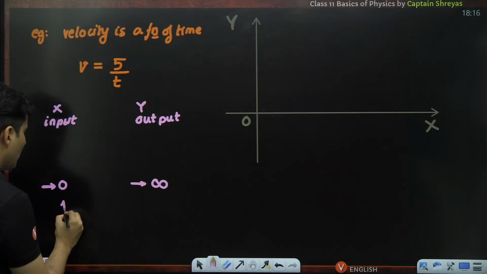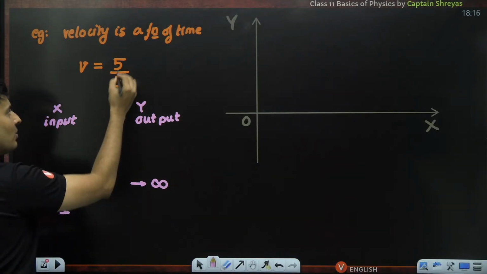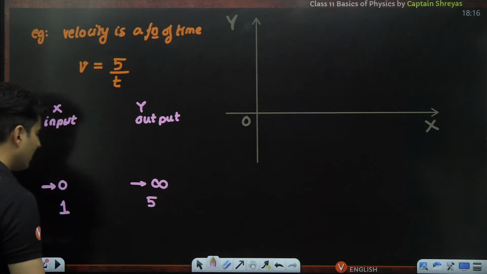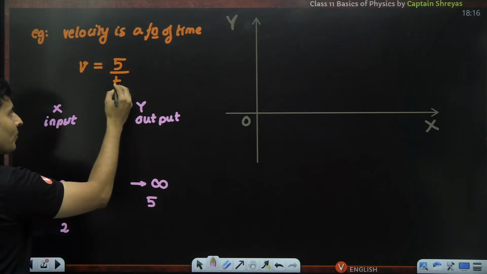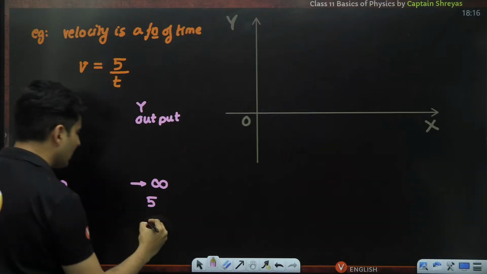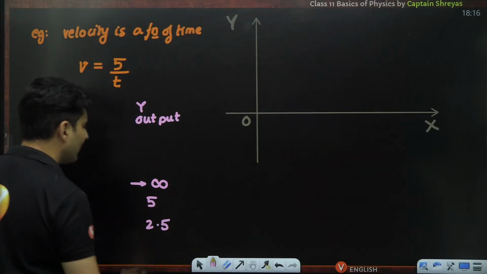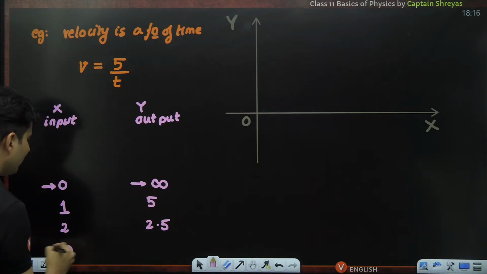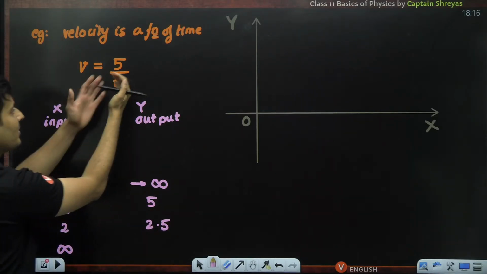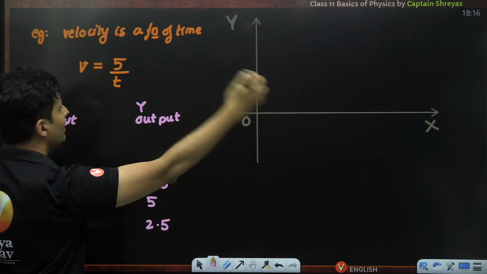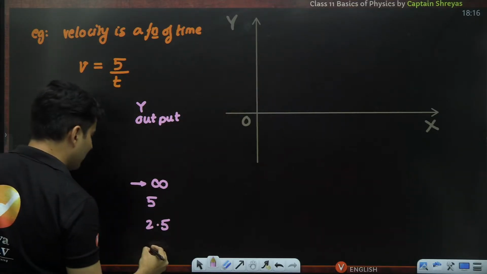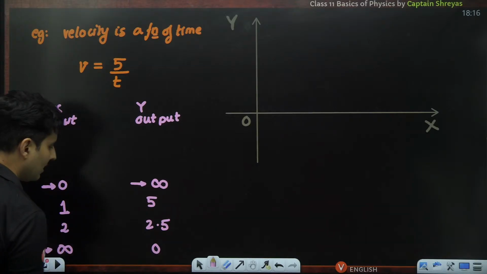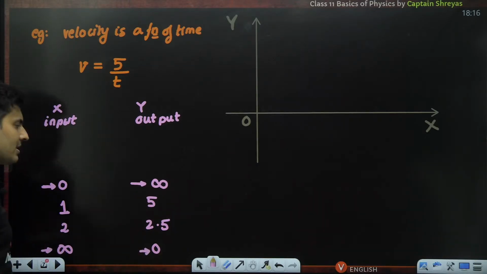If I put the value as 1, time as 1, what is the value that I'm getting? I'm getting the output as 5. If I put time as 2, 5 by 2 is nothing but 2.5. Interesting. If I put a very large number, maybe infinitely large, then this ratio becomes very small. So if I make this input very large, the output becomes very small.